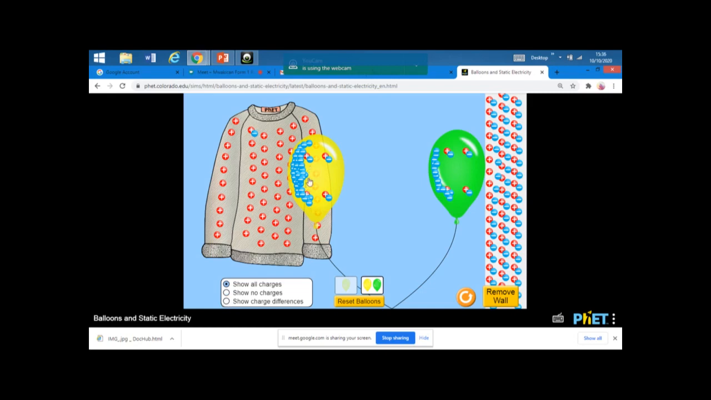Well, it's negative because just as you're seeing right before your screen, we're having negative charges dominating in the yellow balloon and in the green balloon, and they were both rubbed against the sweater, which is a material or cloth.